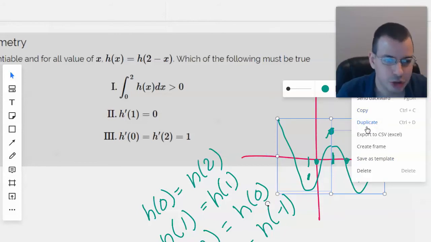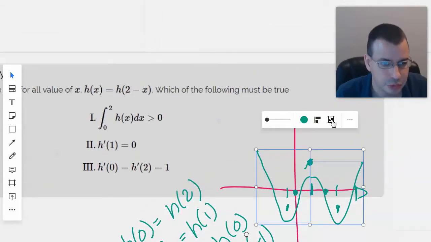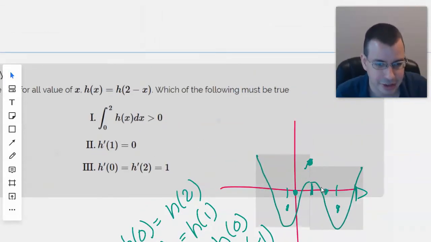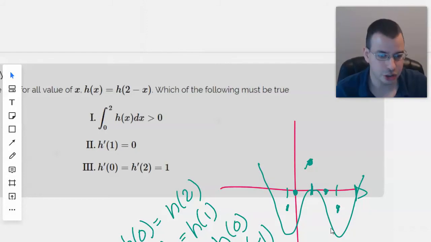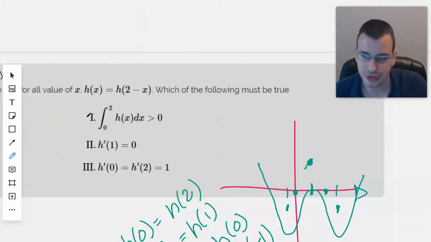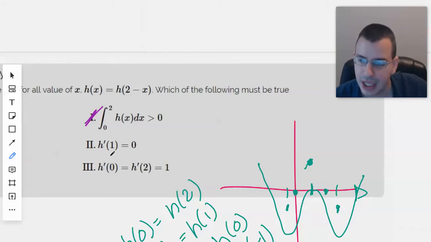So we can move it down like this. Then the integral from 0 to 2 would actually be less than 0. So that's not necessarily true. It wasn't the first graph that we drew, but not necessarily true. Next, h prime of 1 equals 0.